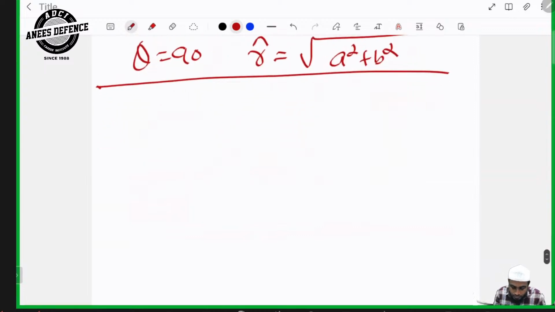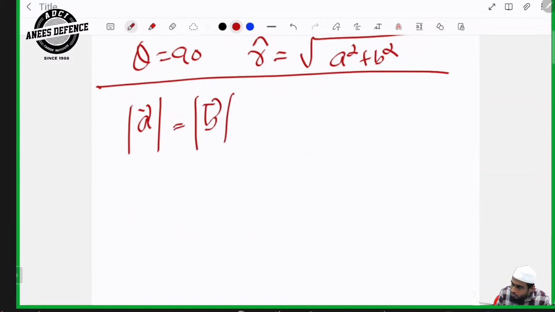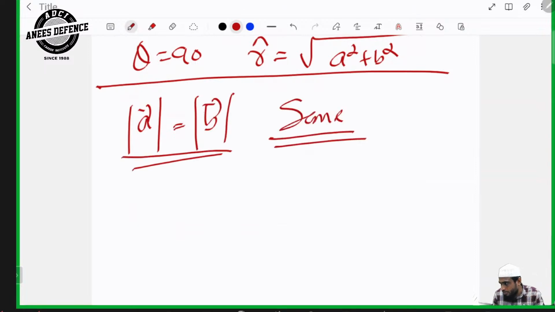Now I will consider another case. Here my A magnitude and B magnitude are both the same. I have two vectors A and B, both acting in different directions, and the angle between them is theta. Then the only consideration is that the magnitude is the same, but acting in a different direction.